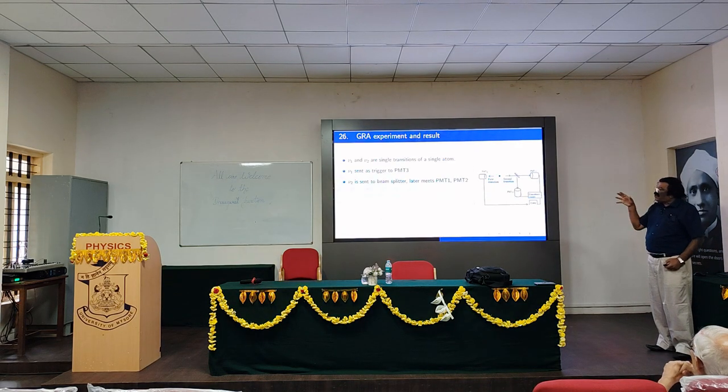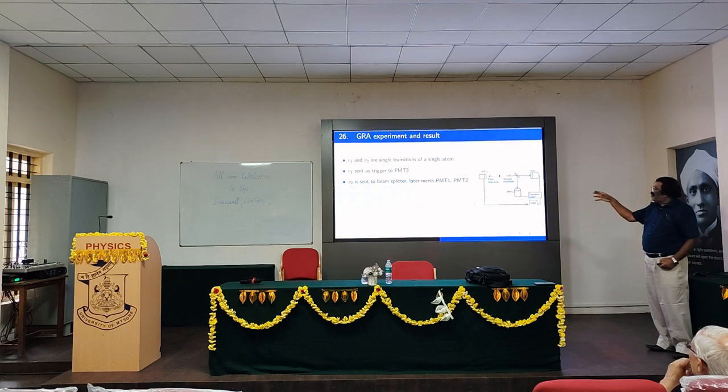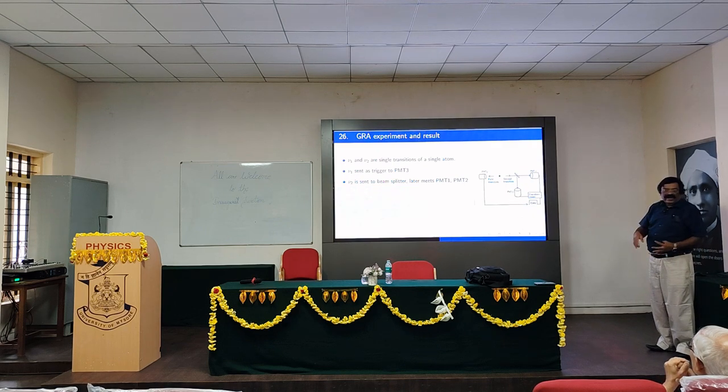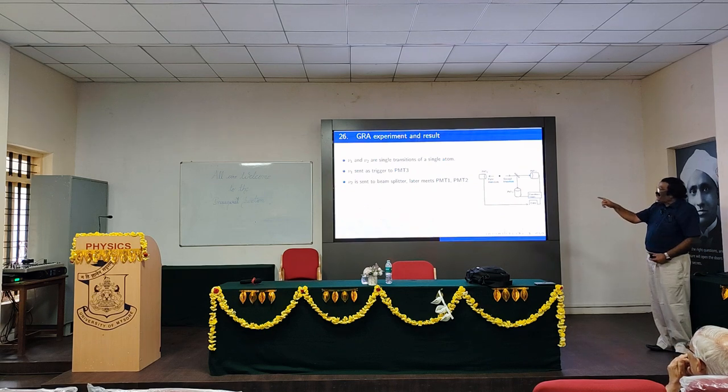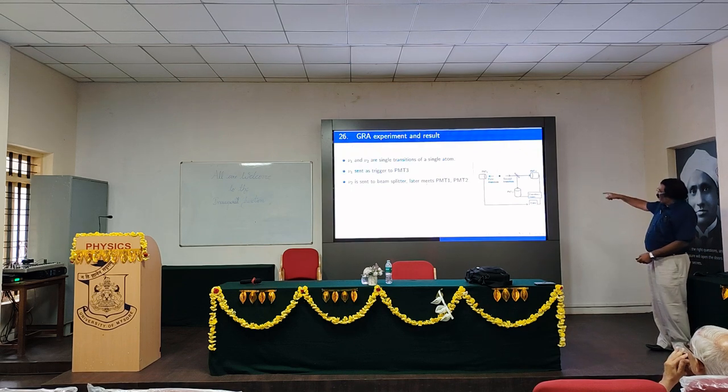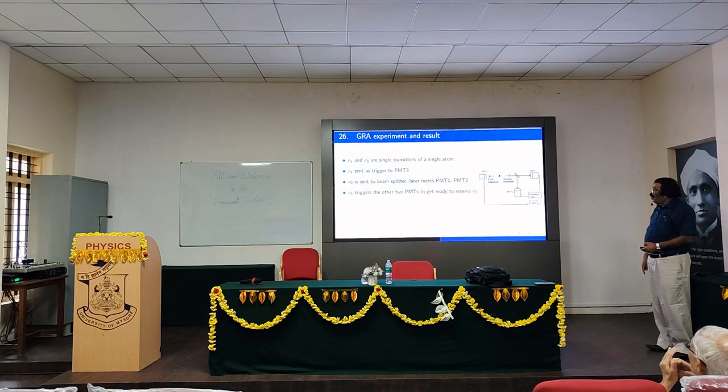nu1 is sent as a trigger to PMT3. I will tell you what the trigger is, but only theoretically. I am not an experimentalist. I don't know how triggering is done. nu2 is sent to a beam splitter, which later goes to PMT1 and PMT2. These are photomultiplier tubes. There is a coincidence counter.